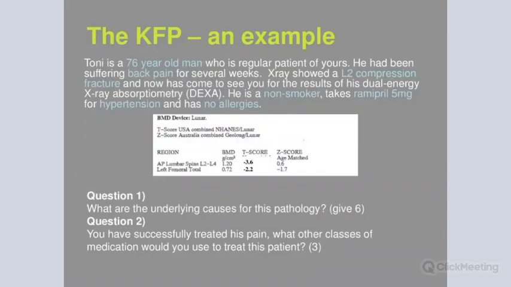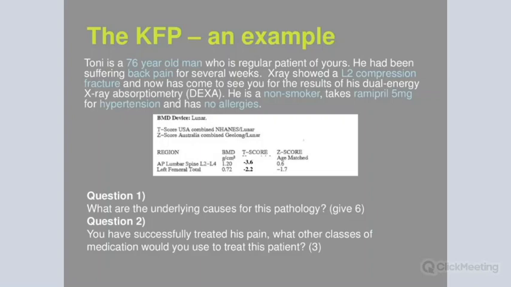So let's just look at the key information in that scenario. So 76 male, he's had back pain, several weeks, which could probably be significant too. He's got a known L2 compression fracture and he's a non-smoker. He's on ramipril for hypertension rather than for another indication, and he's got no allergies. Obviously then the key information in the picture there is the T-score.